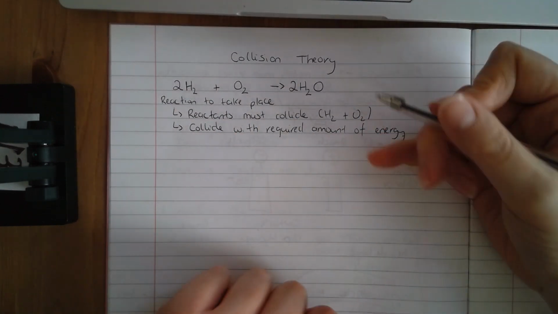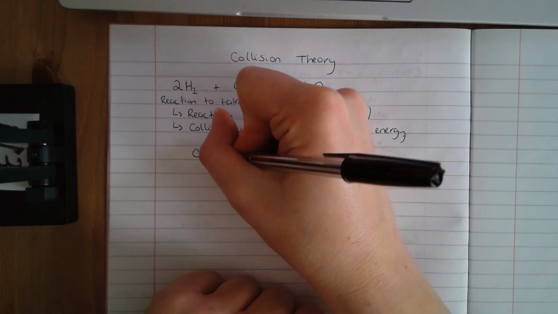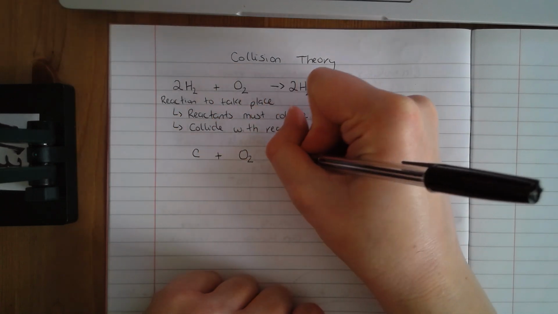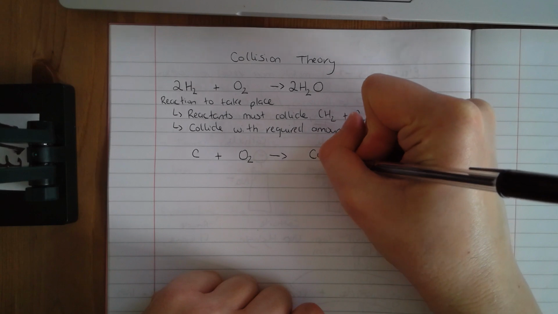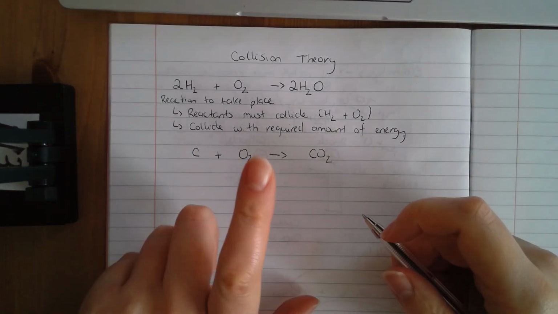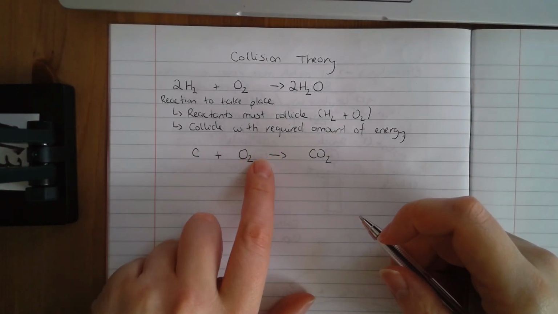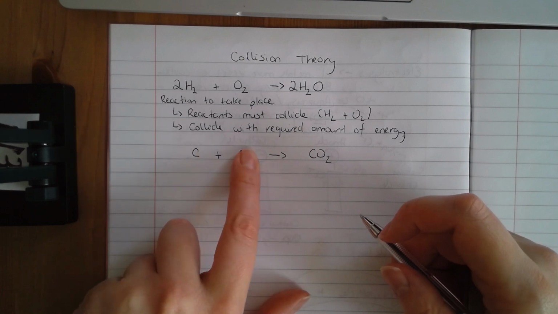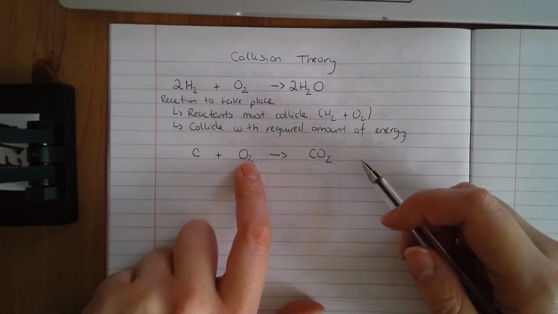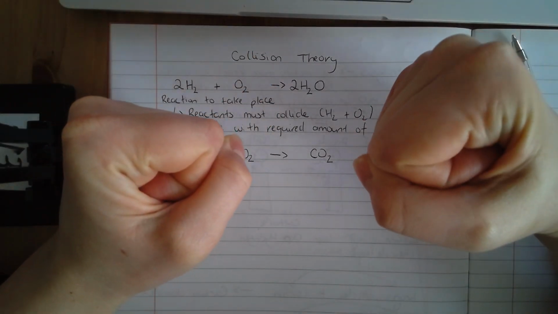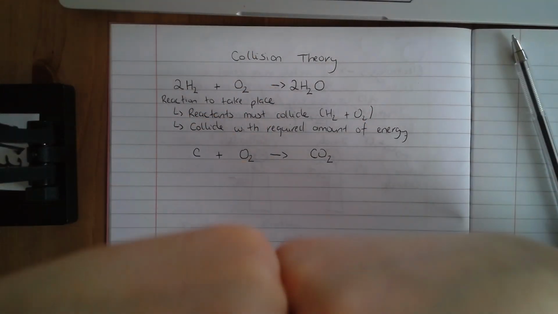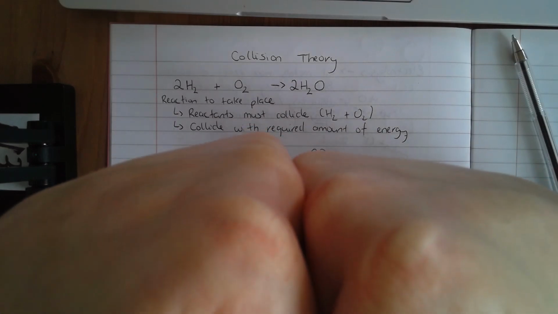And this is true for any reaction. So if I took a different reaction, if I took carbon, I'm going to react carbon with oxygen and I'm going to form carbon dioxide. Oxygen, again, it's diatomic, so I'm writing it as O2. Carbon and oxygen gives me CO2. This one's already balanced. For this reaction to take place, my carbon, which can be my left hand, and my oxygen can be my right hand, they have to collide, and they have to collide with a significant amount of energy.